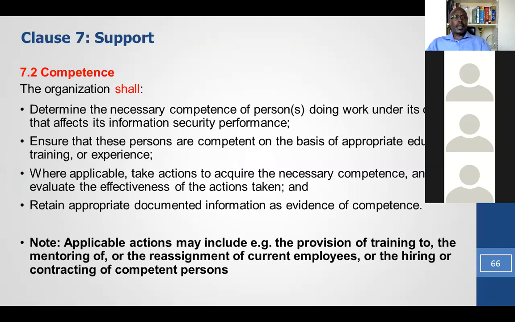For 7.2, the top management will be required to ensure that the people who are managing the information security process and anything related to information security have the appropriate competence. So you're employing people who are competent. For instance, if it's your IT security manager, if it is your network security manager, if it's people working in IT, everybody is competent to handle the tasks that they are supposed to handle.